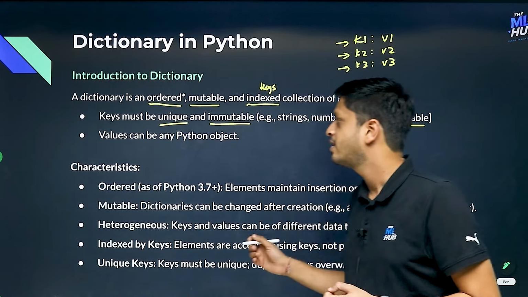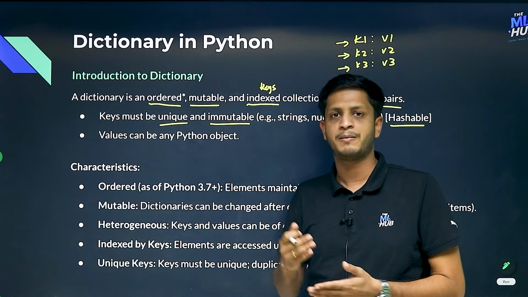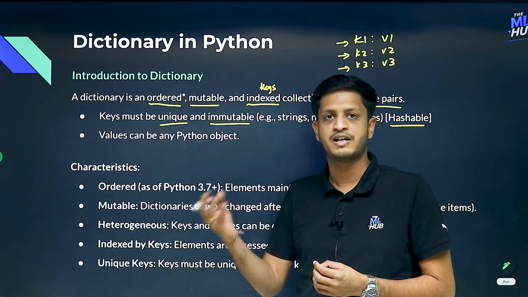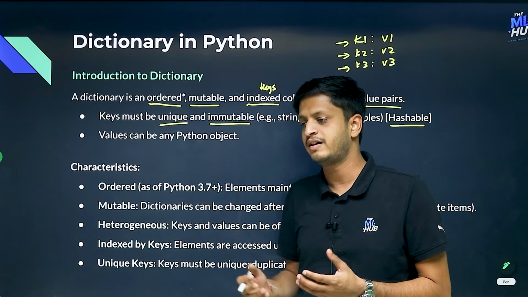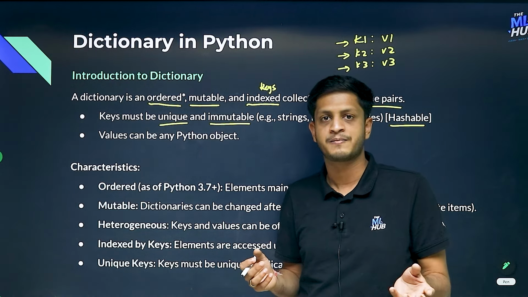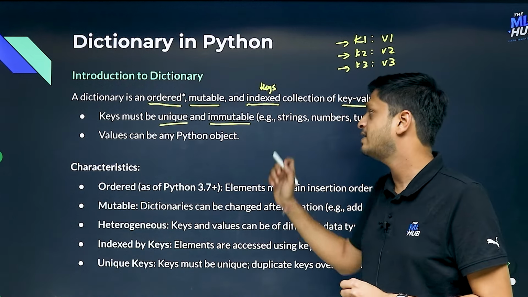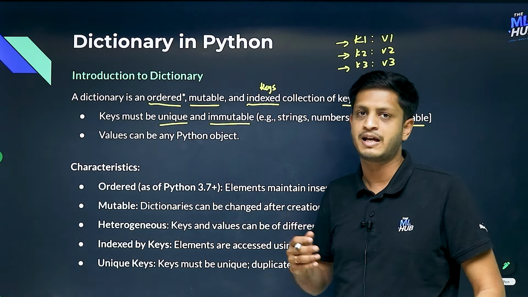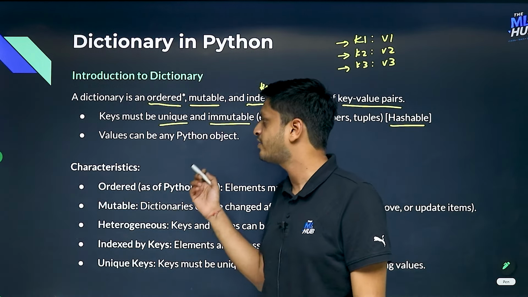Values can be any Python object. They can be mutable, immutable, just like an element of a list. You can have any type of object in a list. Similarly, the value in a dictionary can be anything. They can be duplicate as well. You can have same values for different keys. But keys cannot be duplicate. Keys must be unique and keys must be immutable. Values can be anything, mutable, immutable, duplicate as well. So these are some characteristics of a dictionary in Python.